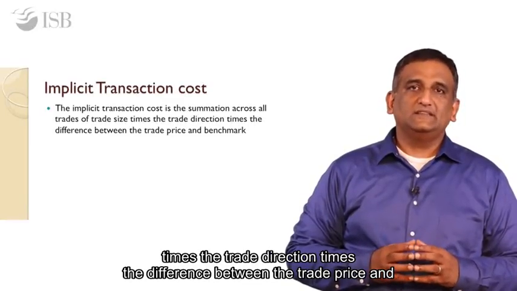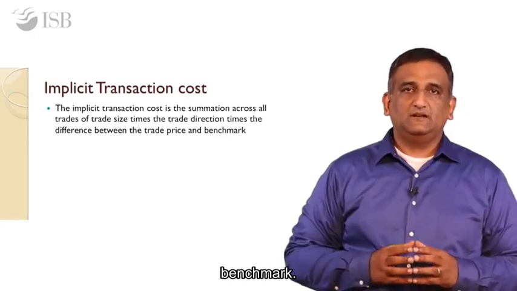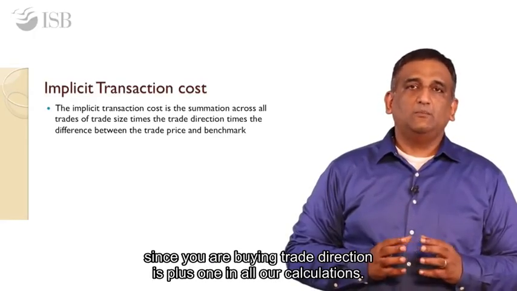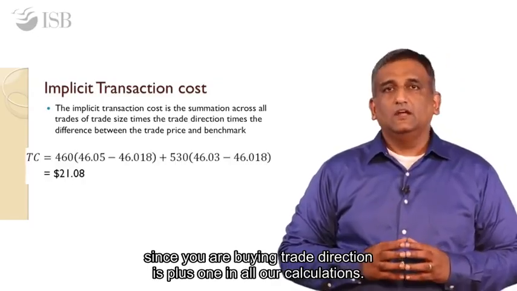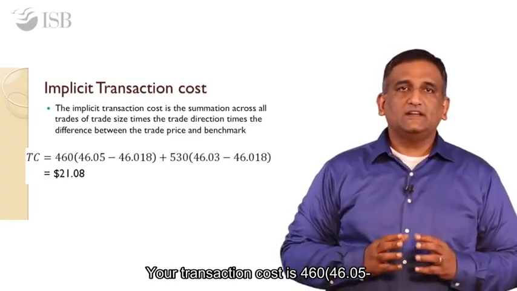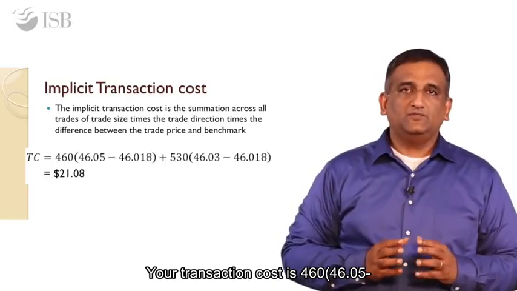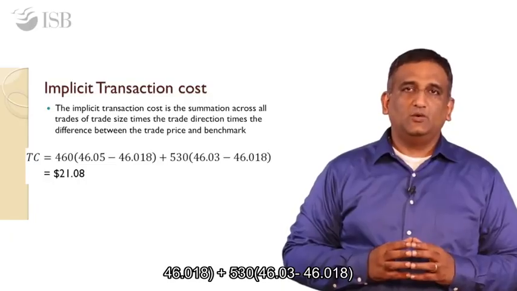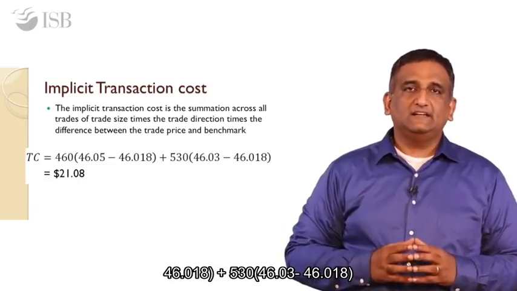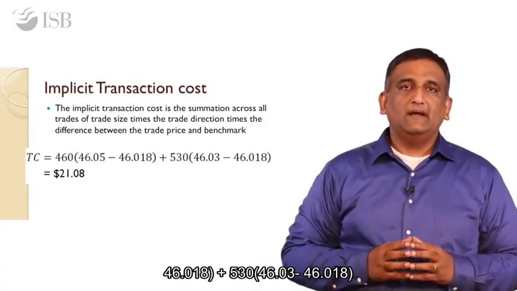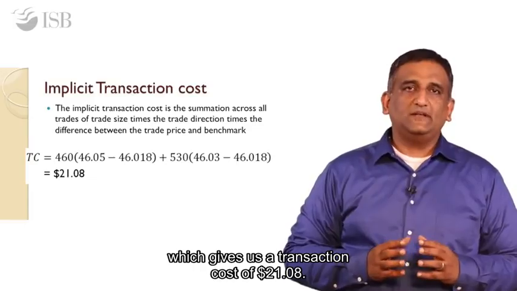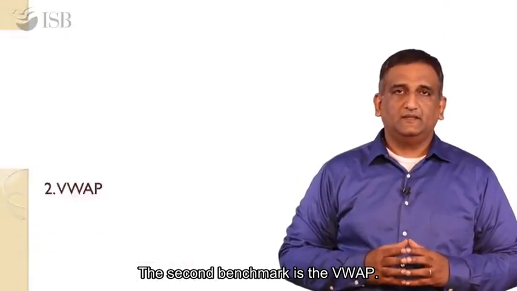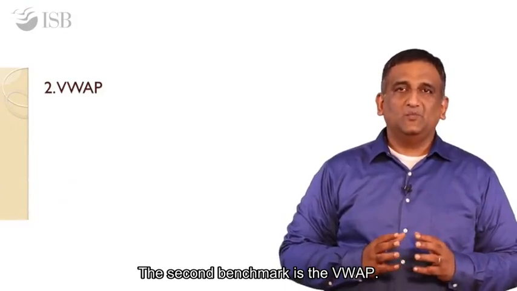The implicit transaction cost is a summation across all trades of trade size times the trade direction times the difference between the trade price and benchmark. In this case, since you're buying, trade direction is +1 in all our calculations. Your transaction cost is 460 times (46.05 minus 46.018) plus 530 times (46.03 minus 46.018), which gives us a transaction cost of $21.08.